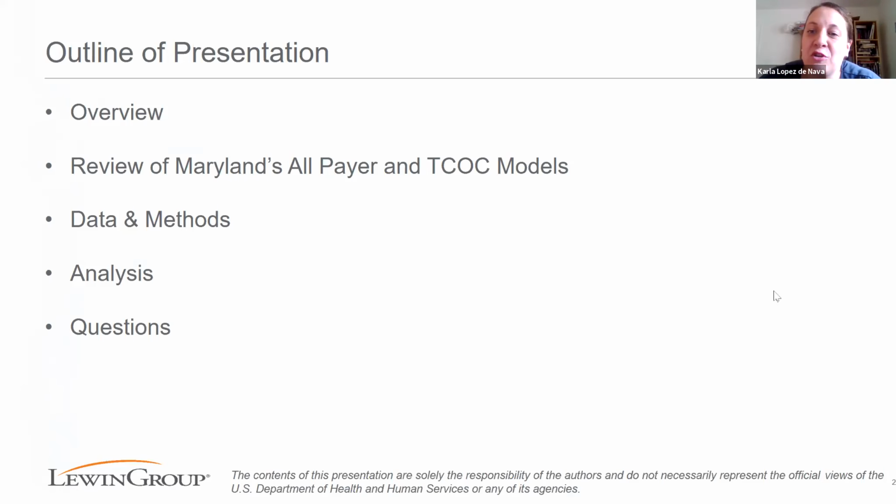So the order of this presentation, as I mentioned, is that I'm going to be showcasing the usefulness of HSCRC case mix data to help us assess the performance of Maryland's models. I'm going to provide very briefly a little bit of context of Maryland's unique healthcare system. Then I'll discuss quickly the data and the methods we use for this analysis, and then showcase some of our key results. And then obviously answer any questions that might arise.